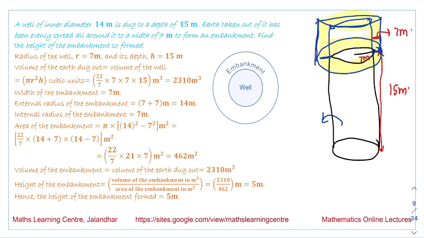So the radius of the well that is given to us is 7 meter, and the depth is 15 meters. So the volume we will get is pi r square h. So the answer we obtain is 22 by 7 for pi, then r square is 7 into 7, and height we have is 15. So the total answer we will get is 2310 meter cube. Now this is the volume, or the amount of the earth, that is being dug out from this well.